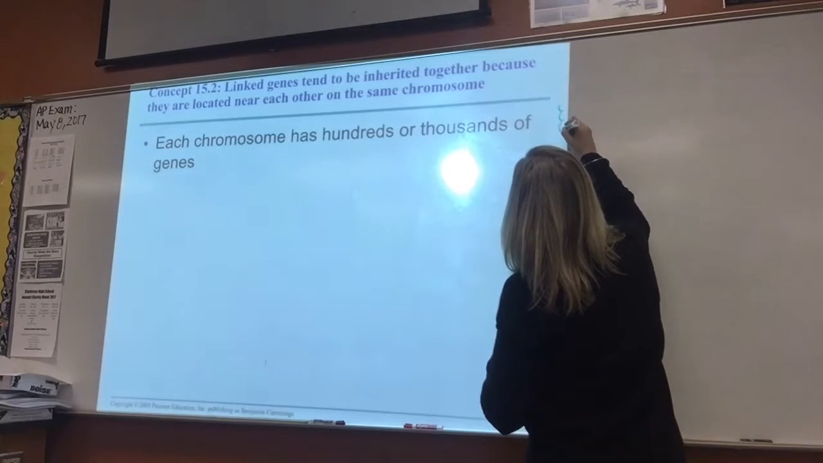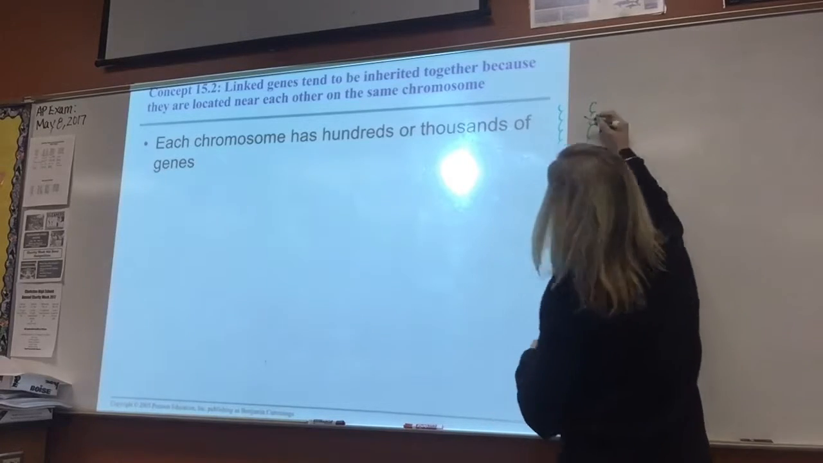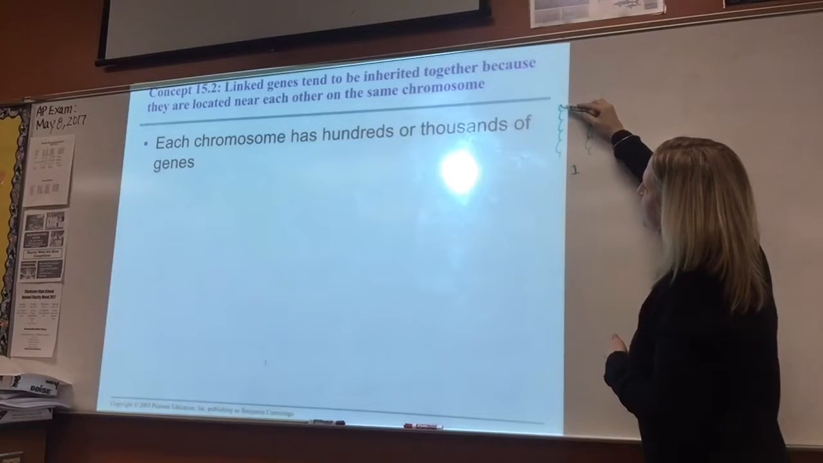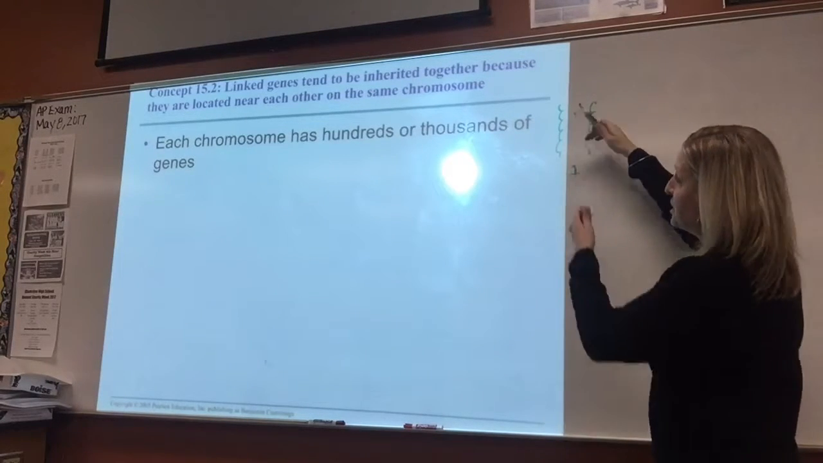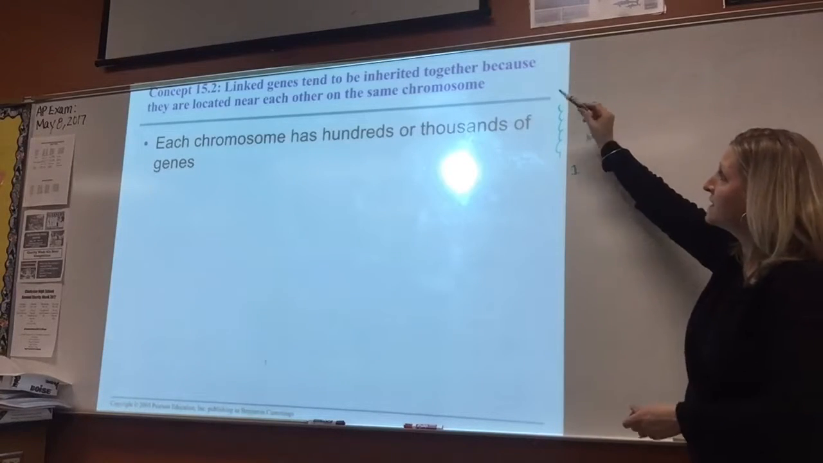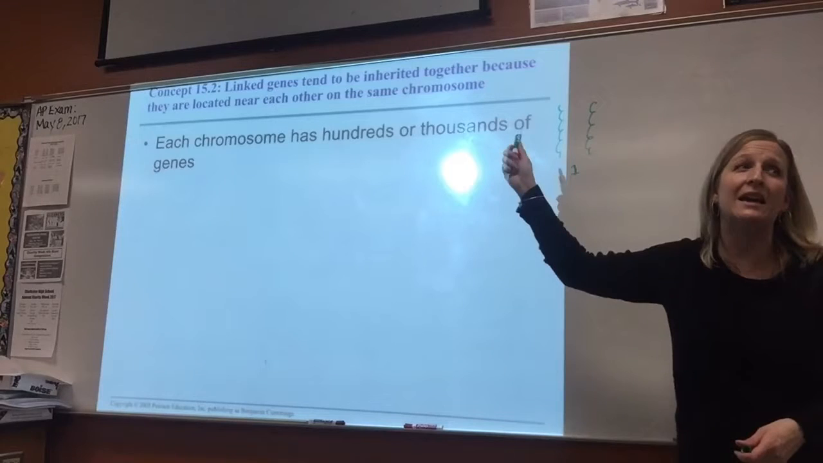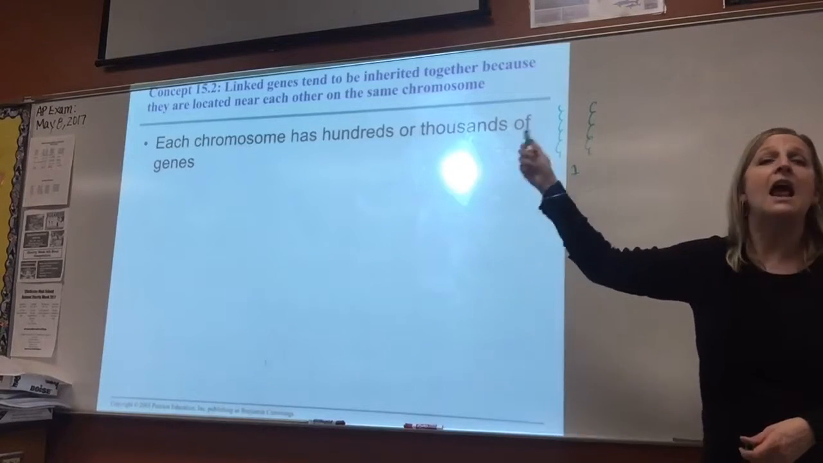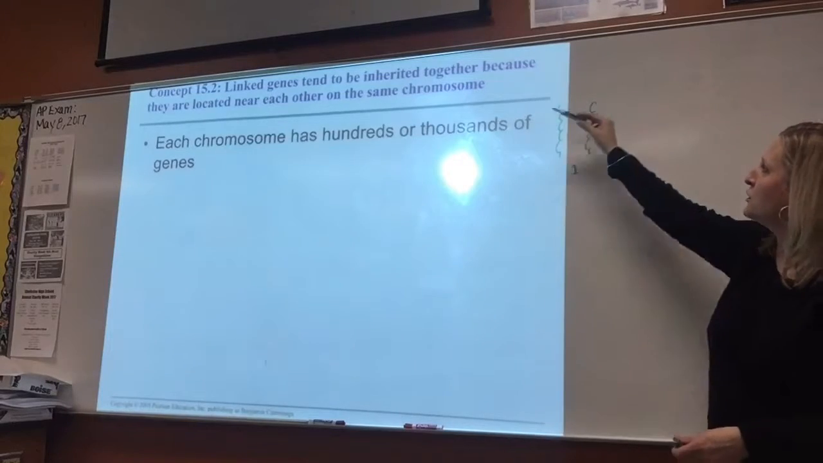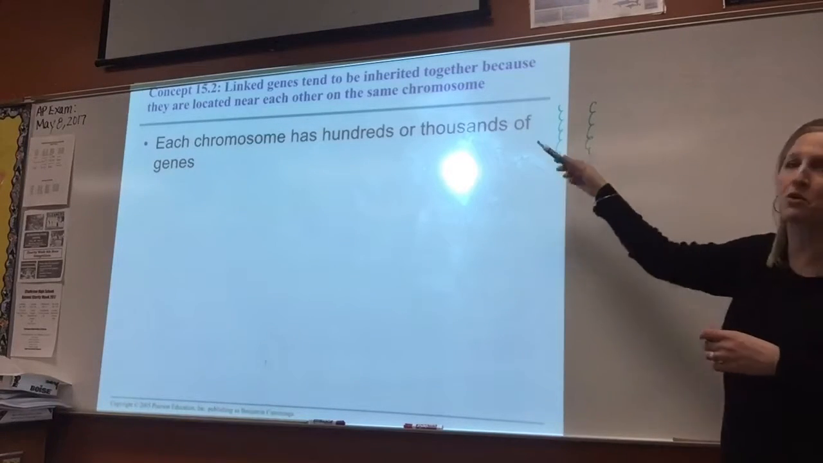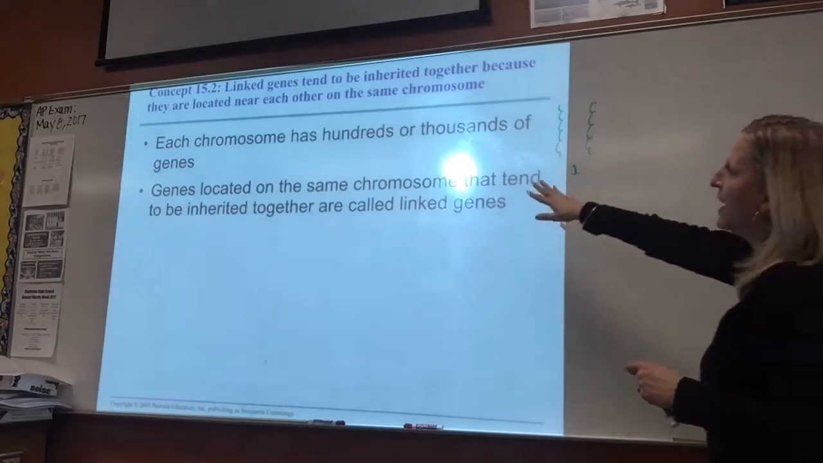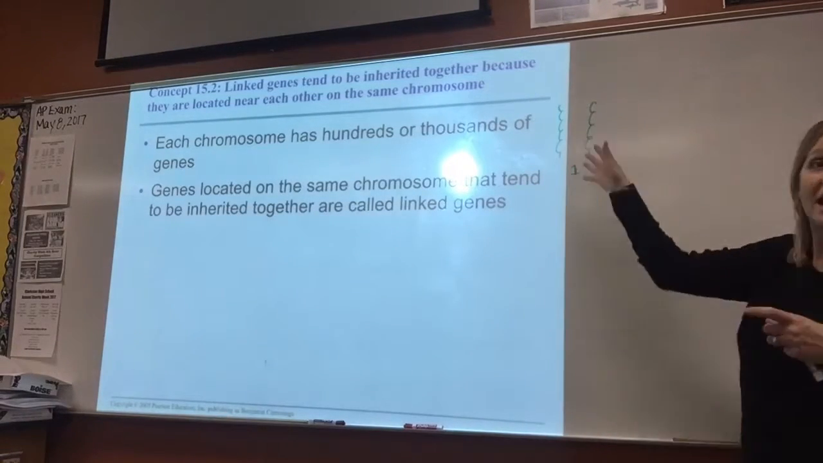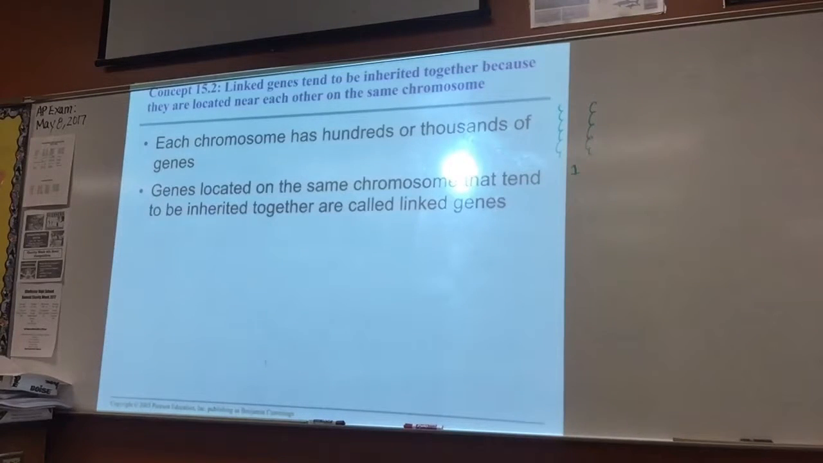Let's say we have chromosome pair number 1. And this is a piece of DNA. Remember, a gene is a segment of DNA. So this one piece of DNA can have hundreds or thousands of genes depending upon how long the piece of DNA is. And what does a gene do? It codes for making a protein, and that protein is what gives you a trait. And so each piece of DNA, or each chromosome, can code for hundreds or thousands of traits. Then the genes that are located on the same chromosome tend to be inherited together, and we call those linked genes.